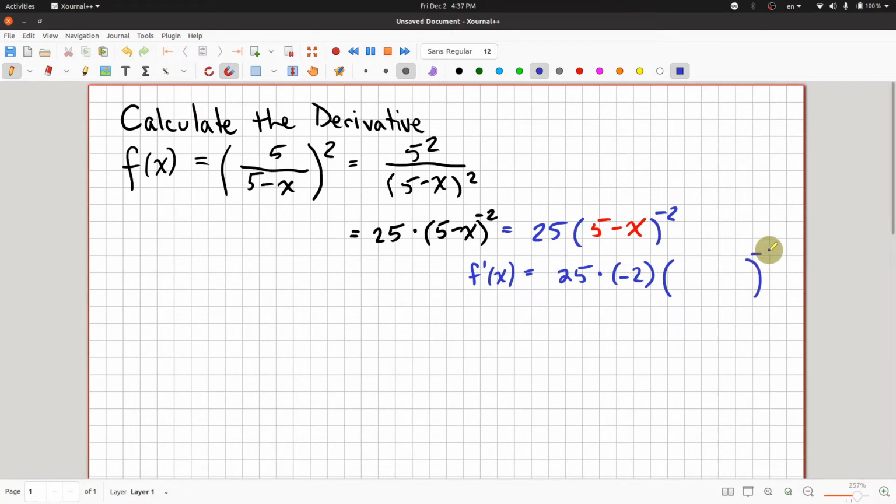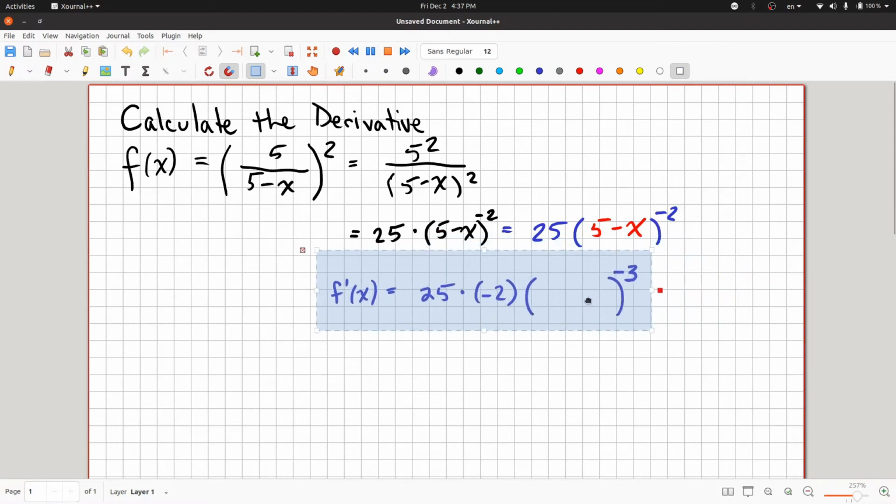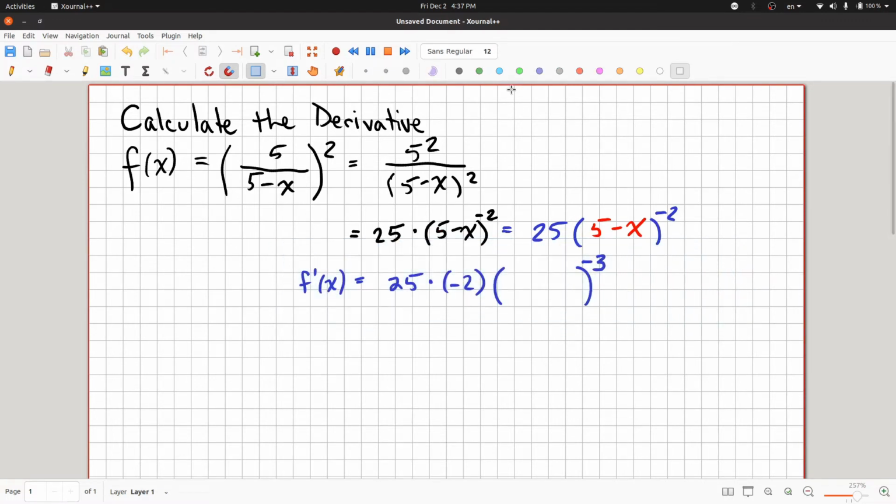We lower the power by 1, so this comes down to the minus 3. Let's make a little more space for ourselves. Remember that the inside is going to stay the same. But what do we still need to do? Think about that. That's right, we need to multiply by the derivative of the inside, which is what? The derivative of 5 is 0, because that's a constant, and the derivative of negative x is negative 1.